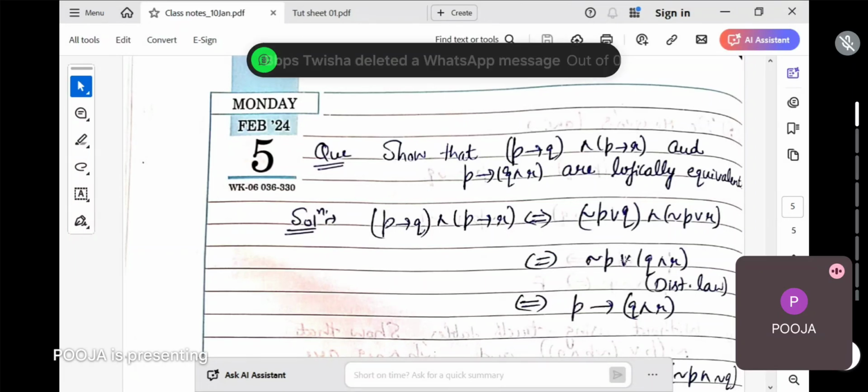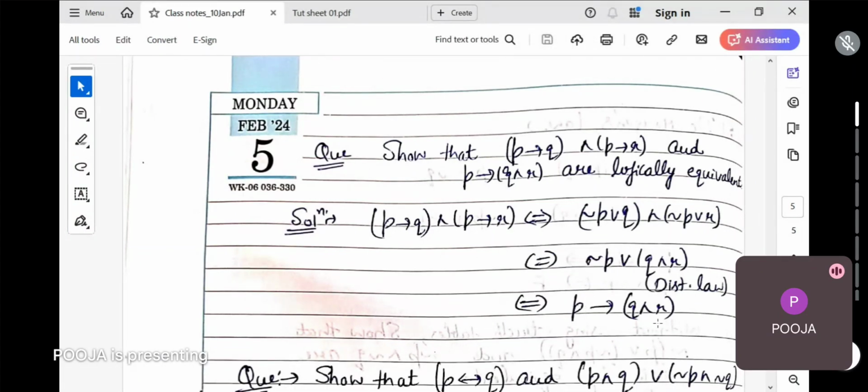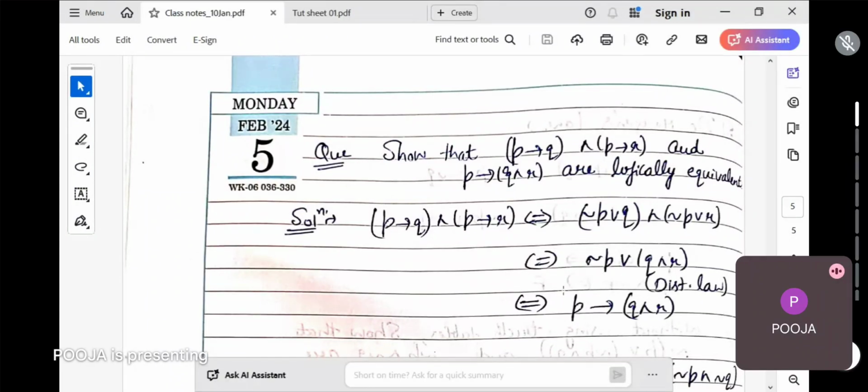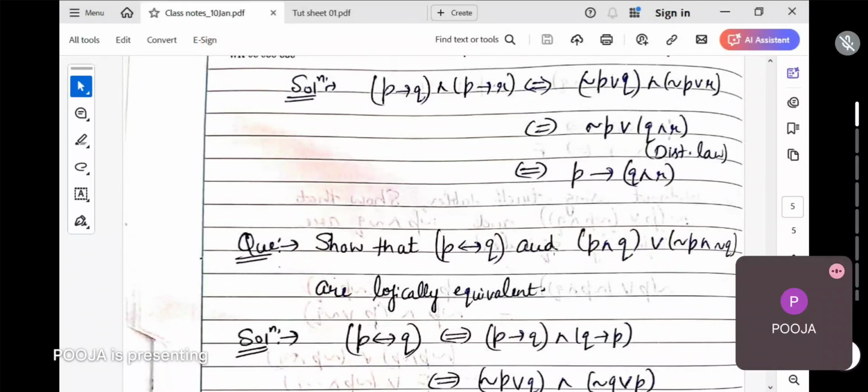Again, negation P join something is logically equivalent to P implies something. P implies Q is logically equivalent to negation P join Q. So that is why I'm writing P implies Q and R. So these two statements are logically equivalent.